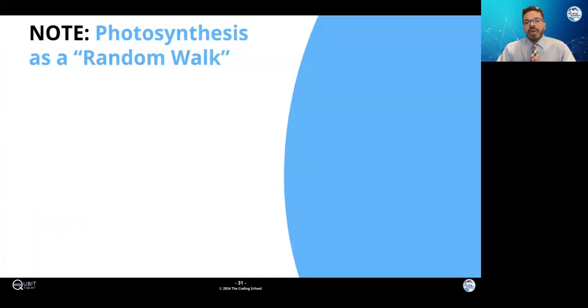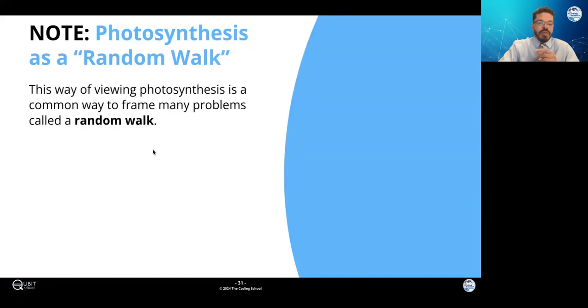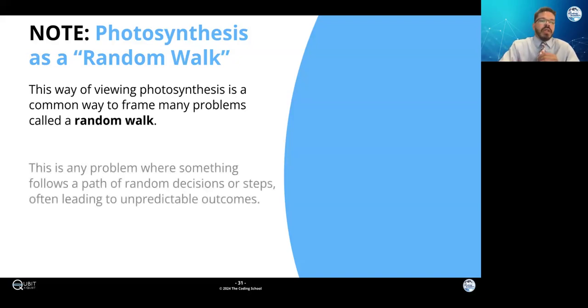Okay, now I promise we're getting there. Just stick with me for a little while longer, because we're going to bring in the quantum soon. We can think about photosynthesis as something called a random walk. Now, random walk is a general framework for many problems, but it describes any problem where something is moving randomly, and it can lead to random, unpredictable outcomes.